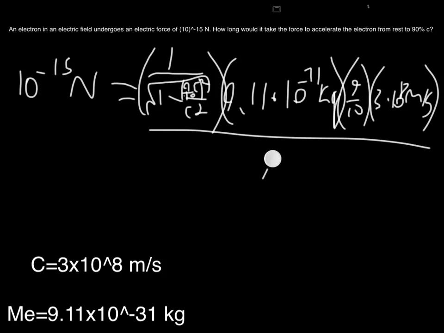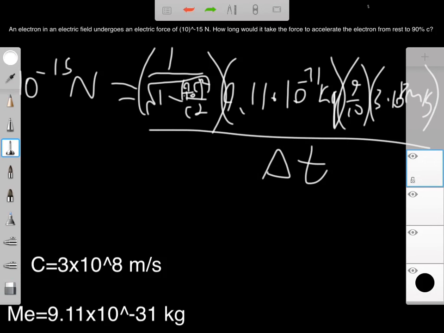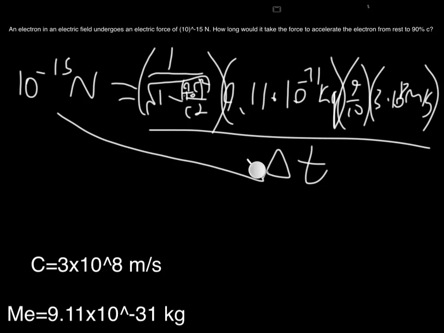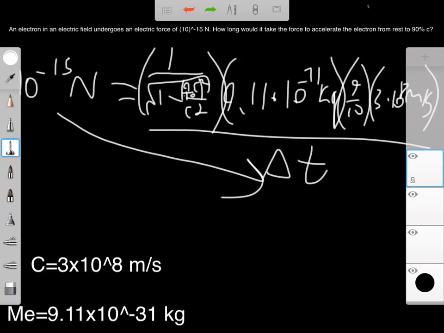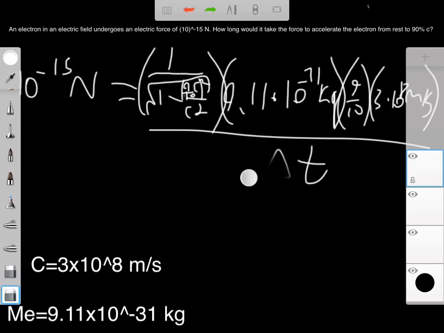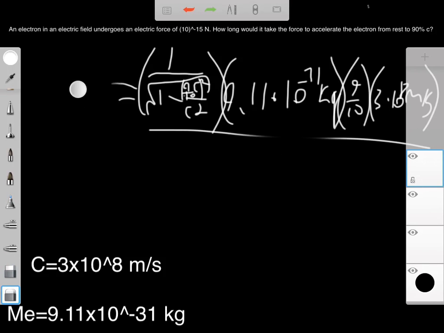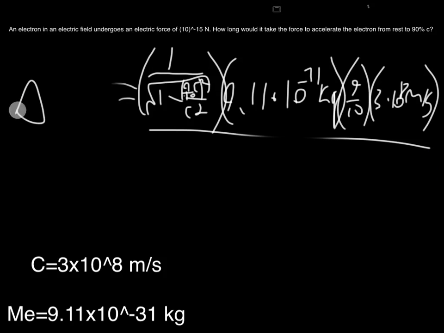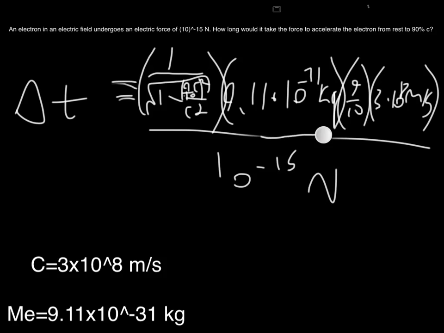And this is all divided by the change in time. So the question is, how long would it take for the force to accelerate the electron to that speed from rest? So we need to solve for the change in time. So what we need to do is switch the force and the change in time. So we have the change in time, 10 to the negative 15 newtons.